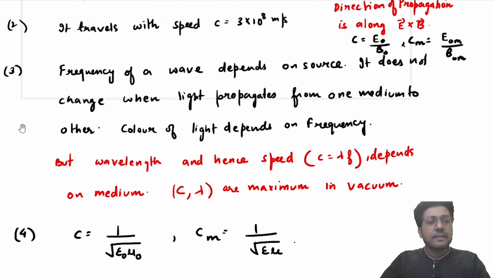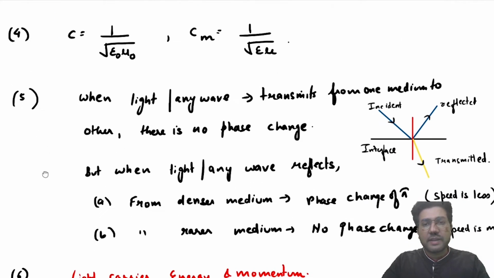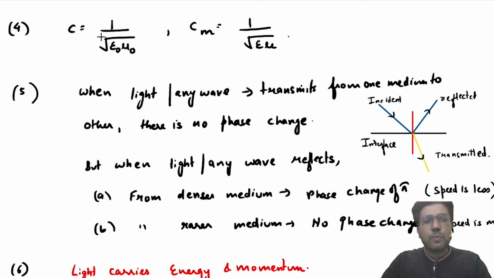Okay, then there is one more relation that we will derive in electromagnetic waves. C is equal to 1 by under root epsilon naught mu naught. So the speed of light in vacuum is equal to 1 by under root epsilon naught mu naught, where epsilon naught is permittivity of free space and mu naught is permeability of free space. We have discussed in details about what is permittivity and what is permeability. Similarly, the speed of light in medium will be equal to 1 by under root epsilon mu. Now what is epsilon mu? Epsilon is the permittivity in a medium and mu is the permeability in the medium.